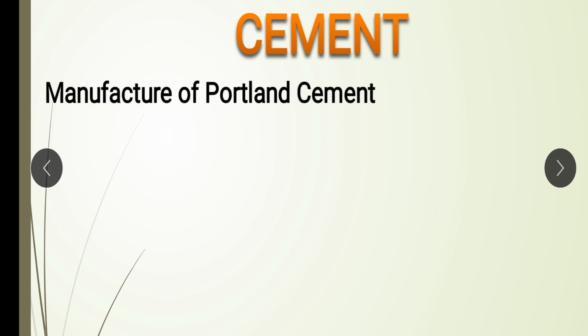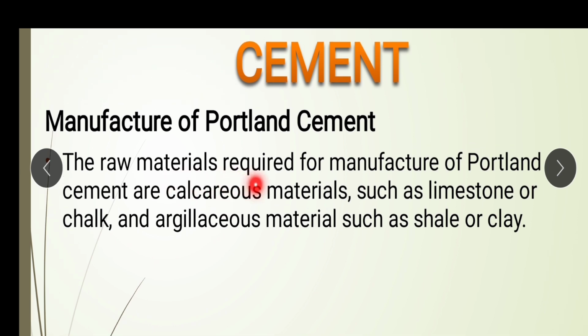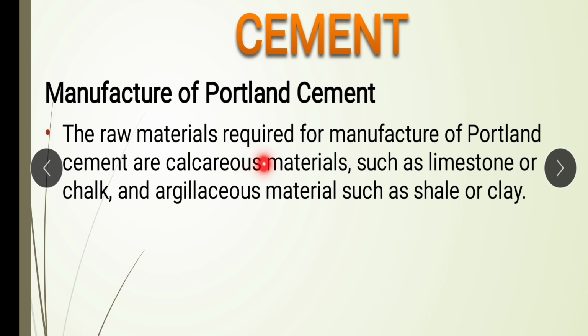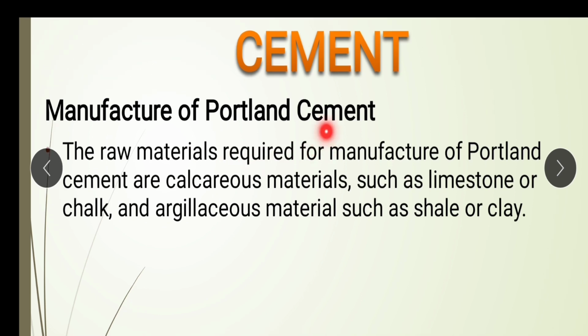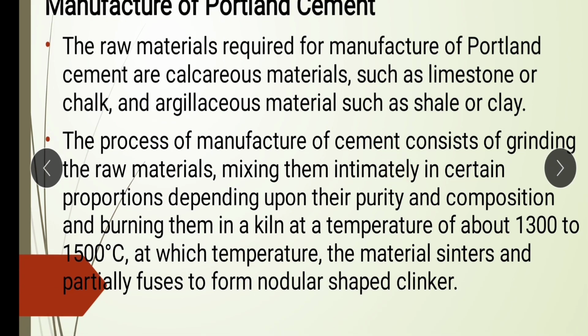which is cement. Before going to discuss the properties of cement and everything, we need to get a basic idea of the manufacturing of Portland cement. Basically, Portland cement is made with raw materials like calcareous materials and argillaceous materials. Calcareous materials are such as limestone and chalk, and similarly argillaceous materials are such as shale or clay. Argillaceous materials generally contain silica, and calcareous materials generally exhibit minerals such as calcium.